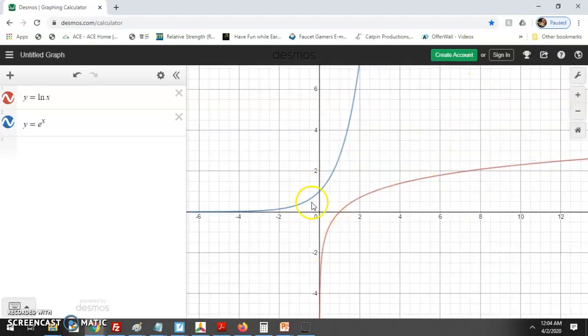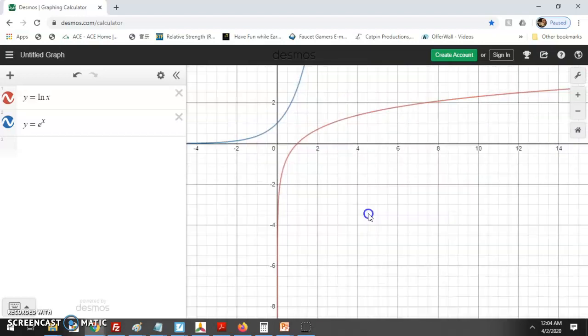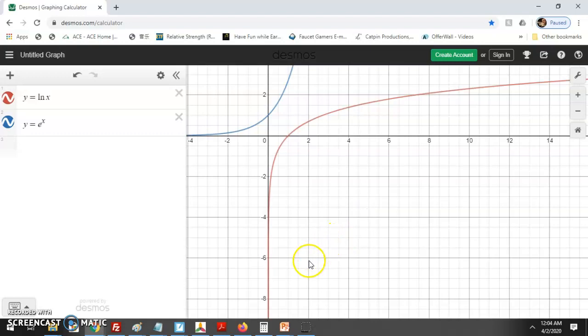Basically, y and x switch, so any point that you have here in the blue graph becomes a point in the red graph, and it's symmetrical across y equals x. So there's this odd symmetry going on here between natural log of x and e to the x. So actually, natural log of x has the possibility to have an output of negative numbers.